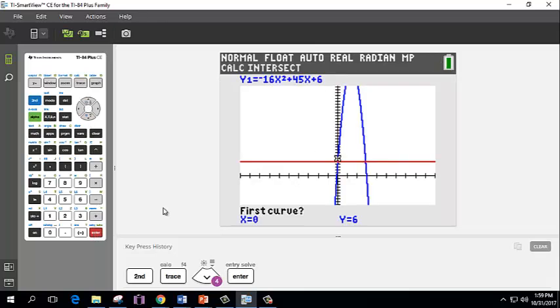Enter. And then you get your tracer. So what you want to do is go over as close to the intersection as you possibly can. That's pretty darn close. And you're going to press enter 3 times.